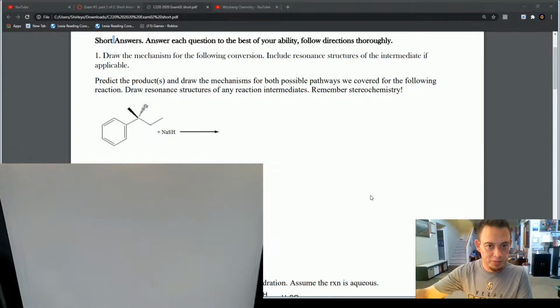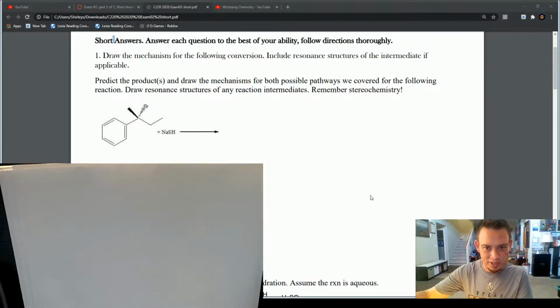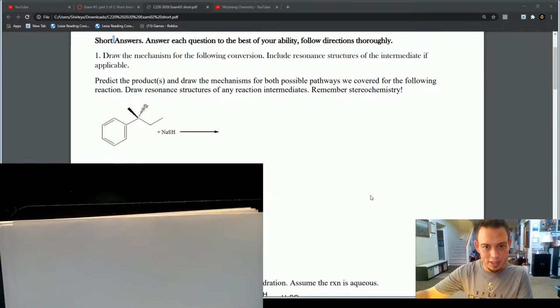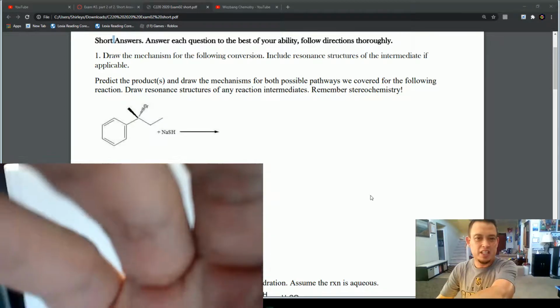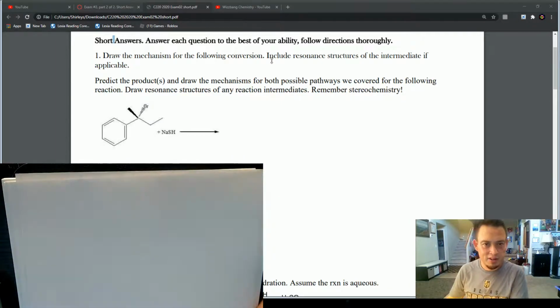And this particular one is going to be the unimolecular route. Hang on, trying to fix my camera here. It's going to be the unimolecular route because of the structure of the substrate here. It's the first giveaway. First off, it's tertiary, and then it's also benzylic. So you have both those factors favoring the formation of a carbocation.